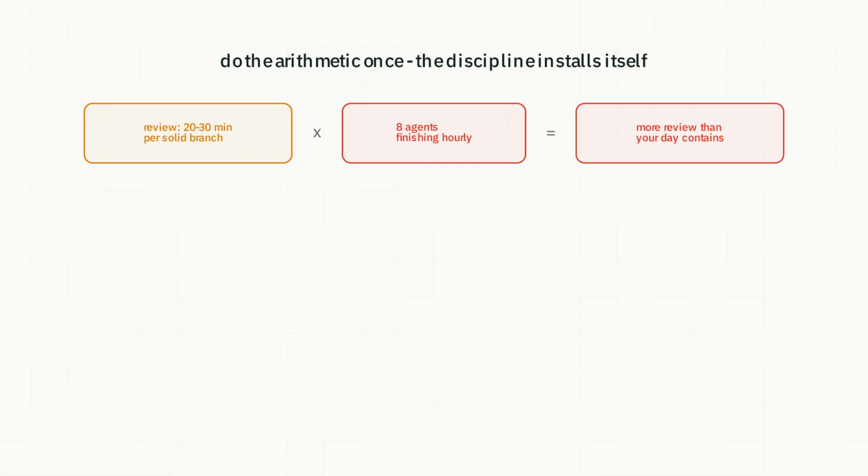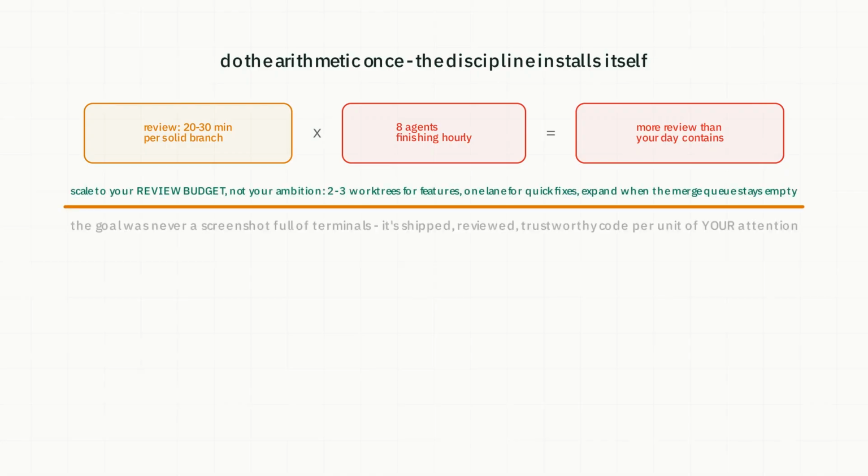Do the arithmetic once and the discipline installs itself. If reviewing a solid branch takes you 20 to 30 minutes, then 8 agents finishing hourly produce more review than your day contains. So scale parallelism to your review budget, not your ambition. Start with 2 or 3 worktrees for real feature work, keep 1 lane for quick fixes, and expand only when your merge queue is consistently empty.